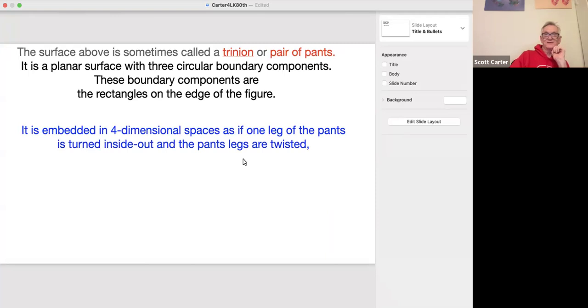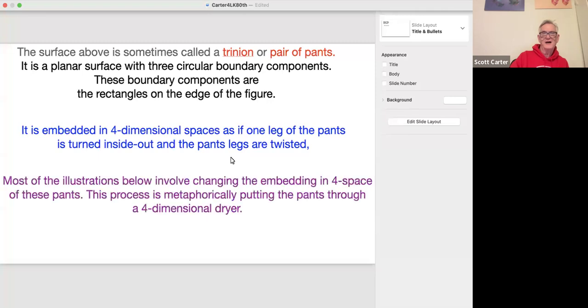It's embedded in four-dimensional space as if one leg of the pants is turned inside out and the pants legs are twisted. So somebody looks at your cargo pants and twists and zips the left leg onto the right leg of the shorts and leaves them on the floor as if taking them off when they were sleepy. But the pants then are moving through four-dimensional space, and so they're actually running through a metaphorical four-dimensional dryer or washing machine if you're in a place that doesn't use heated dryers.